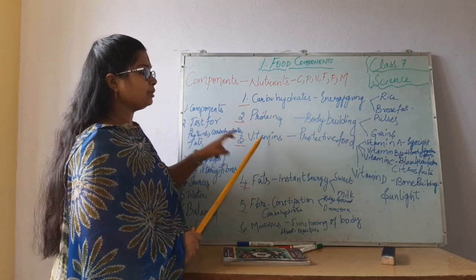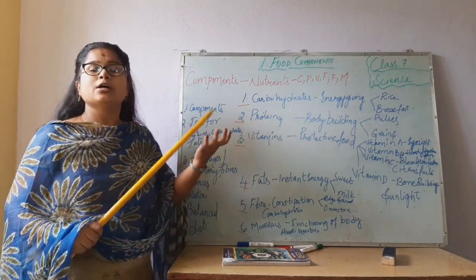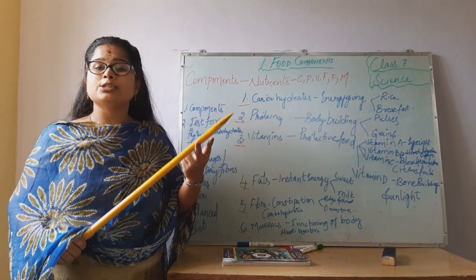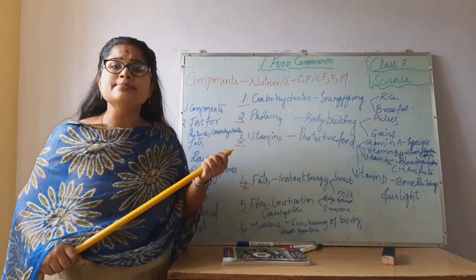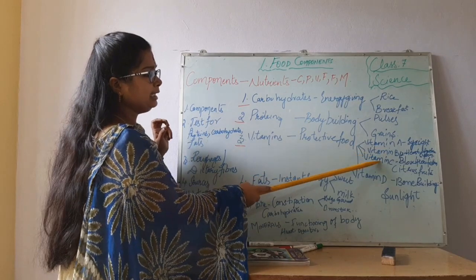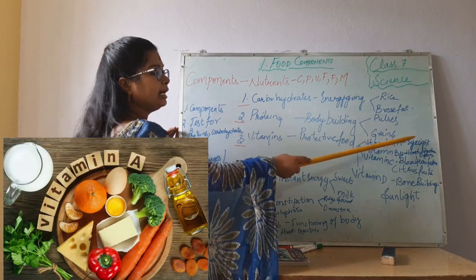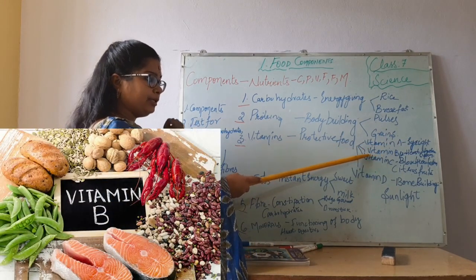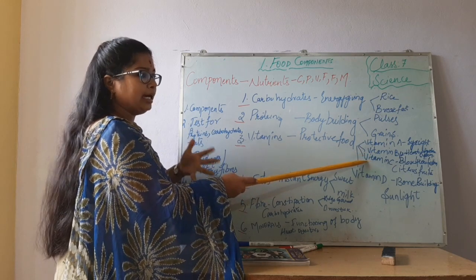Next come vitamins. Why are vitamins needed? Carbohydrates give energy, proteins give body building, and vitamins are protective food. What types of vitamins do we have? We have vitamins A, B, C, D, isn't it? Vitamin A is useful for eyesight. Vitamin B, that is B12, helps your digestive system, and protects your heart, everything.